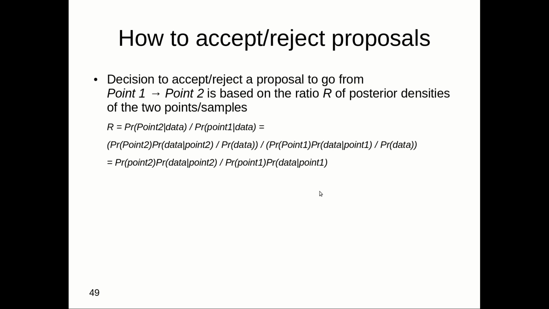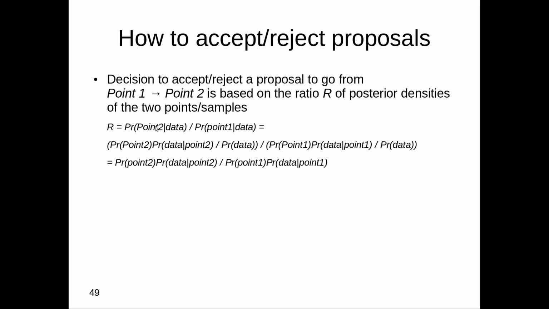Right, and now here comes maybe the most important point. So how do we actually decide whether to accept or reject a proposal? So the decision to accept or reject a proposal to go from a point 1 to point 2 is based on the ratio R of the posterior densities, or in our example just the elevations, of the 2 points and samples.